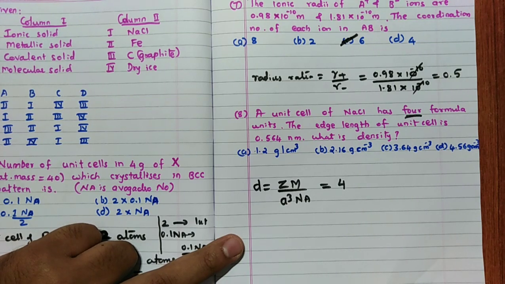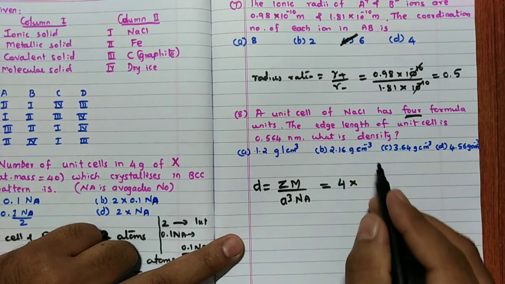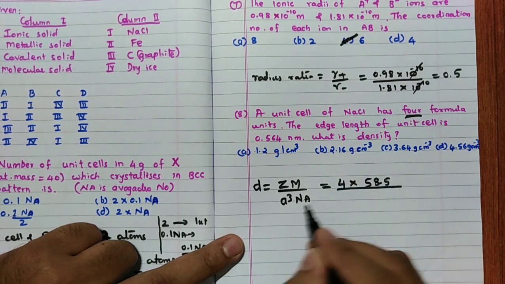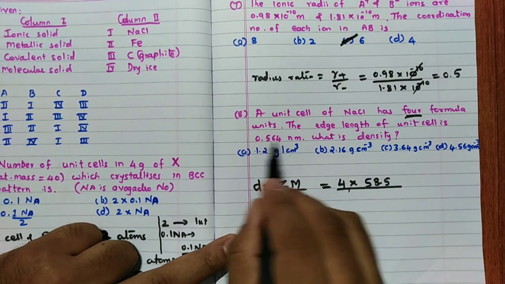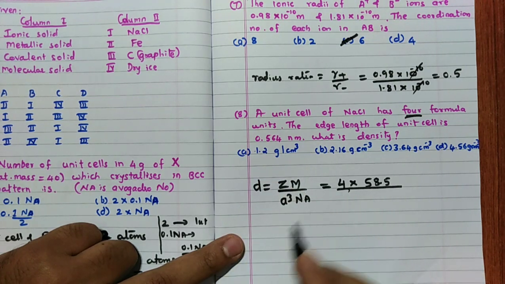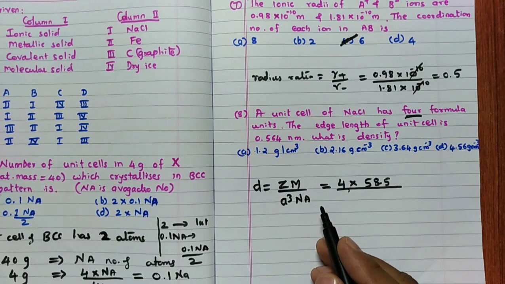That is the thinking you have to understand. 4 into molecular mass. NaCl they have given. Molecular mass is 58.5 divided by a cube. What is a given? 0.564. Correct? 0.564 nanometer. So to calculate the cube, it is easy for me when I take 5.6.